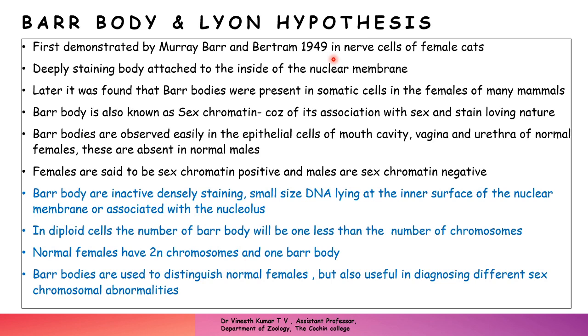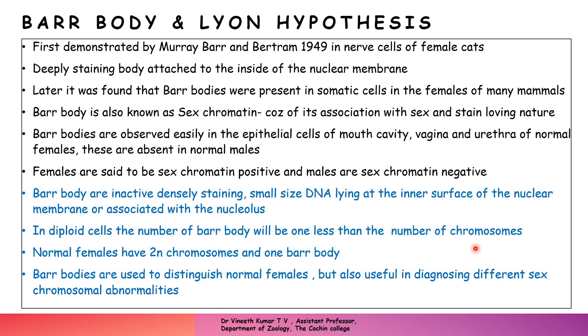We'll come to that in the same session itself. This Barr body is nothing but the inactivated X chromosome seen in mammalian females. In diploid cells, the number of Barr bodies will be one less than the number of X chromosomes inside the cell.